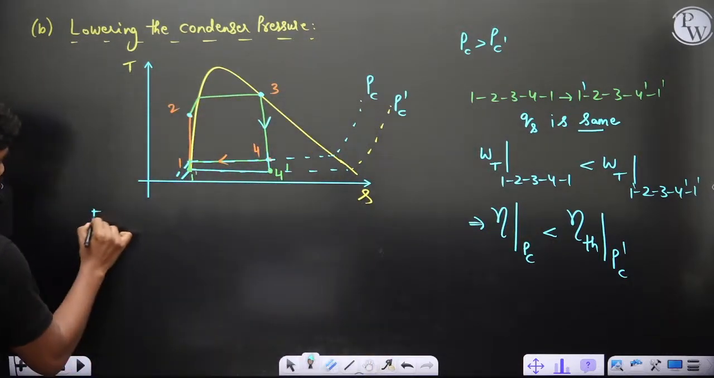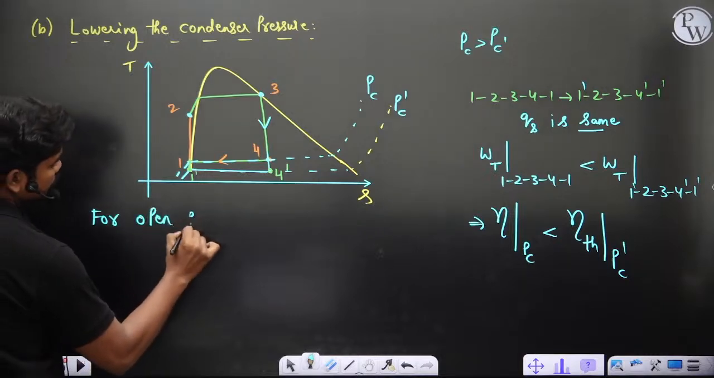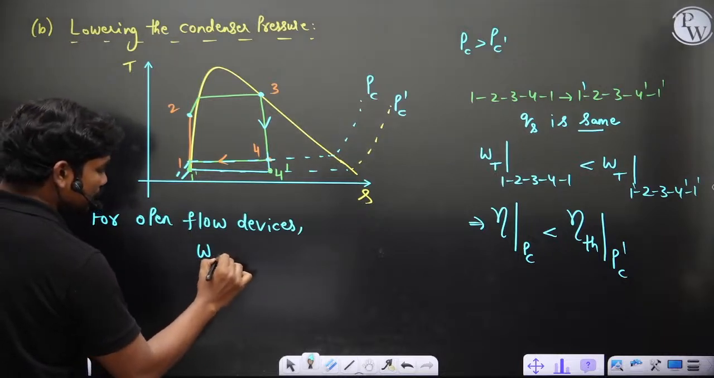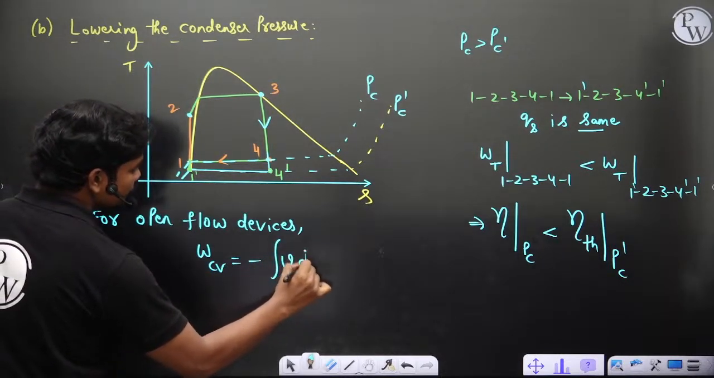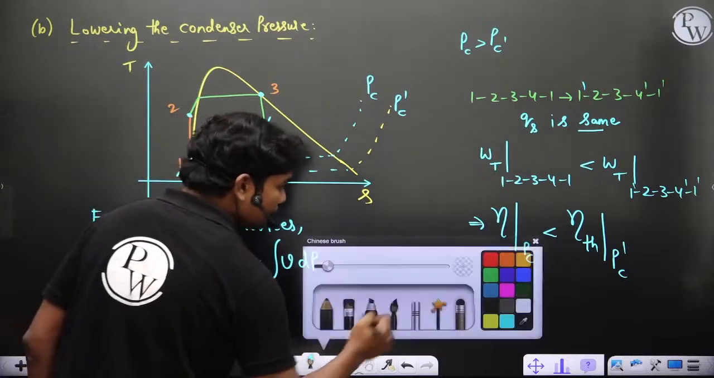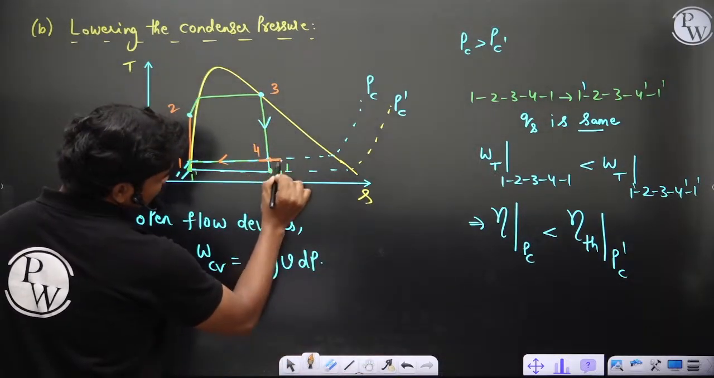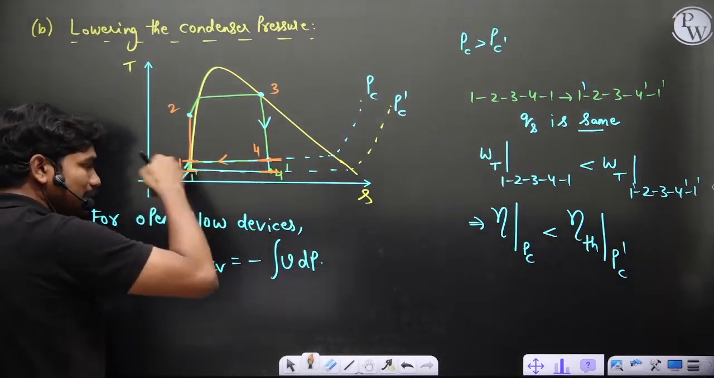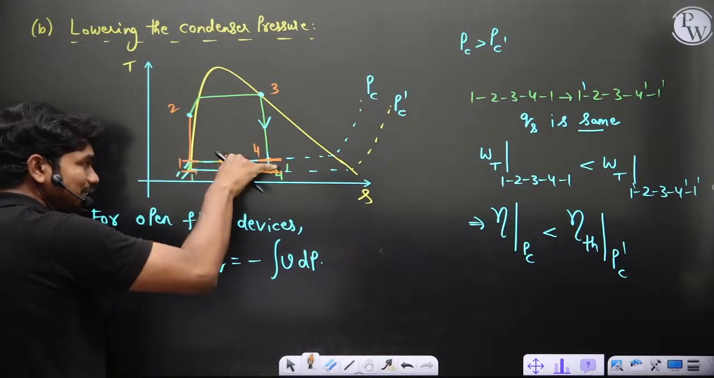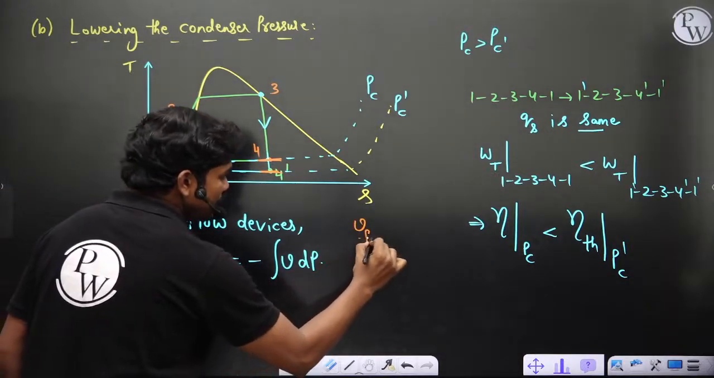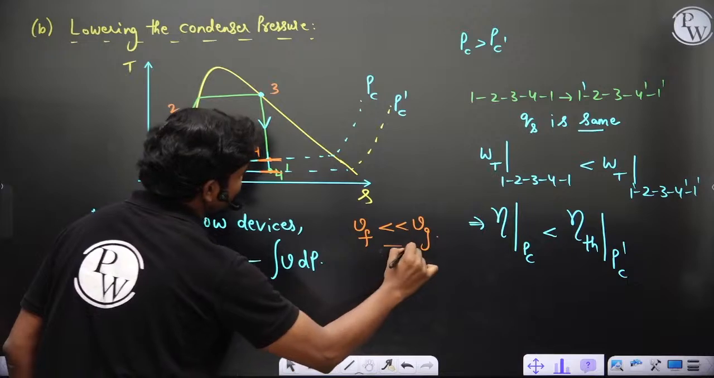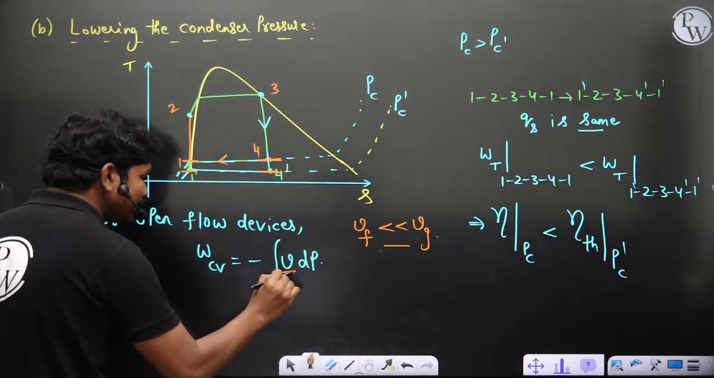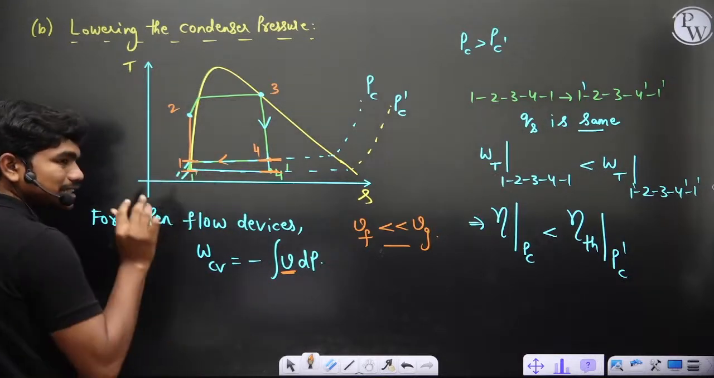In open flow devices, I have told you already, work done by the devices, control volume, is equal to minus integral VdP. Okay, I told you this. Now, if you understand one thing, this pressure drop and this pressure drop both are same. Means in case of turbine, because of this condenser pressure decreasing, and in case of pump, the change in pressures is same. But if you see, Vf is much less than Vg. So here in this locality, the specific volume of the fluid is very less. So this value is very less, and normally the pump work required is actually very small.